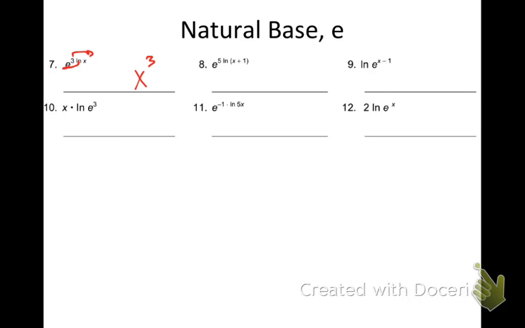Number 8, John? X plus 1 to the 5th. X plus 1 to the 5th power. Again, take your power up there, cancel off. Number 9, Maddie? X minus 1, nice job.